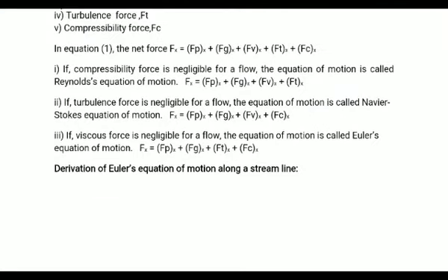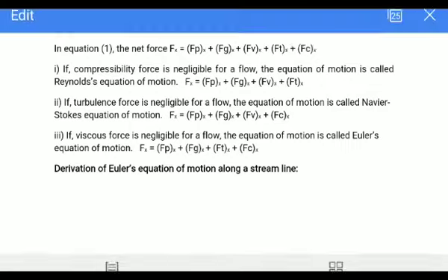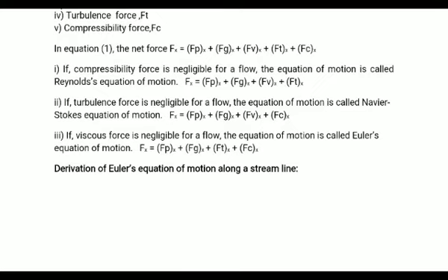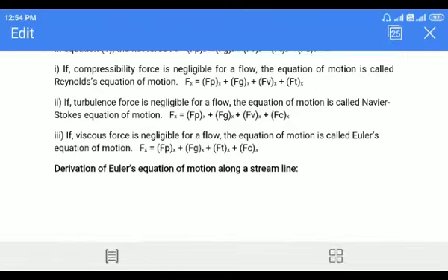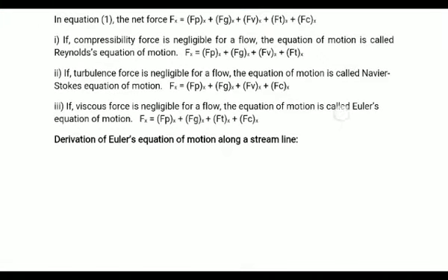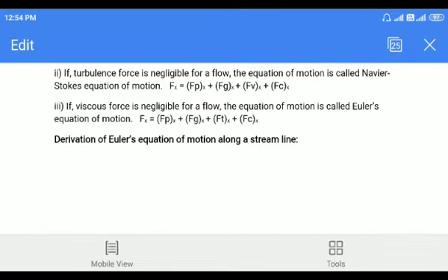Next, if the turbulence force is negligible or zero, then we obtain the equation called Navier-Stokes equation. Next, if you neglect the viscous force, that is F suffix v, then we will get an equation known as Euler's equation of motion.